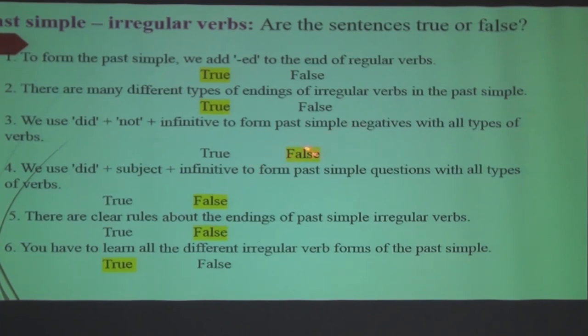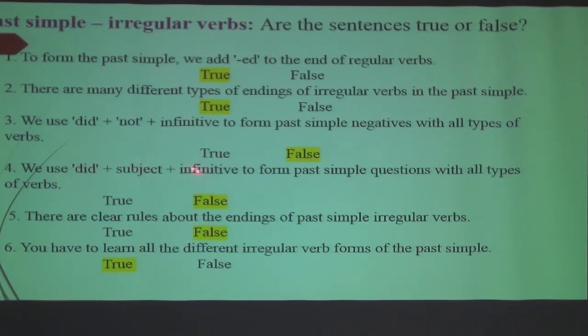Why? For example, the simple past of the verb to be was, affirmative. Negative, we say wasn't. You see? For play, we can say didn't play. For eat, didn't eat, but for the verb to be, no, we say was not.